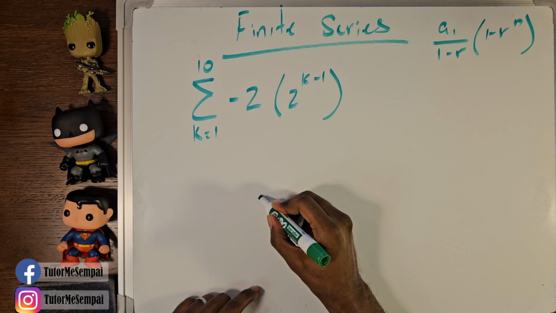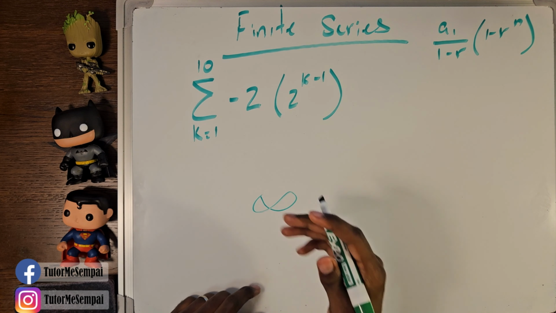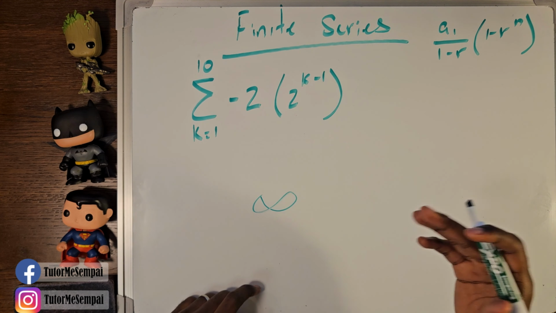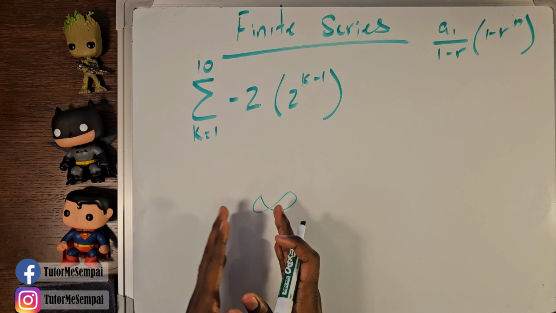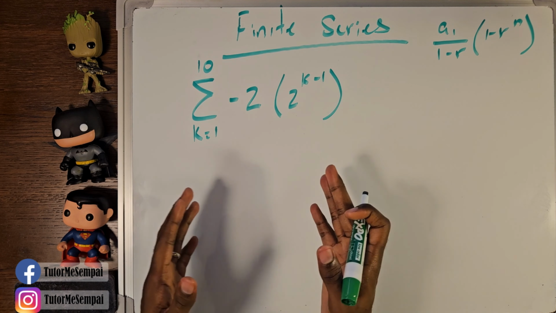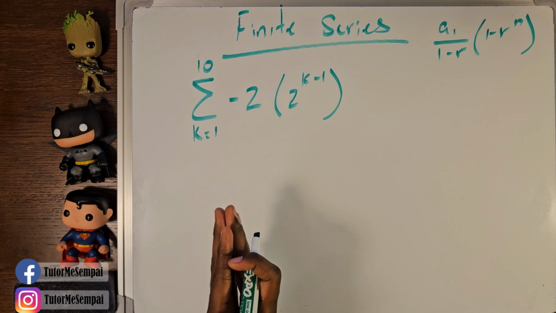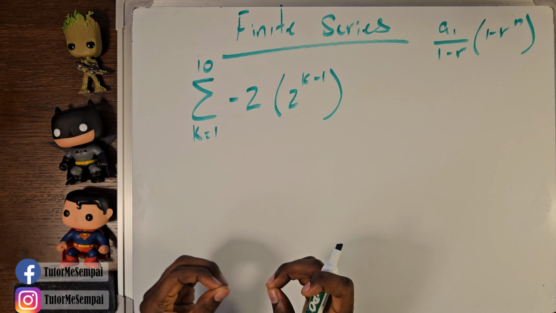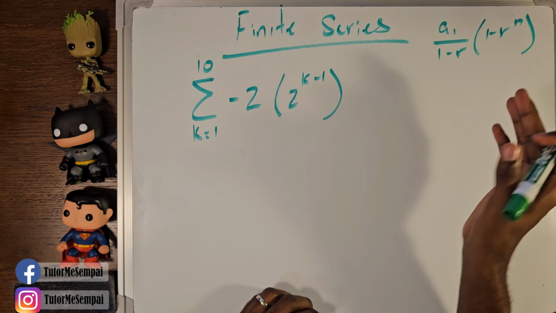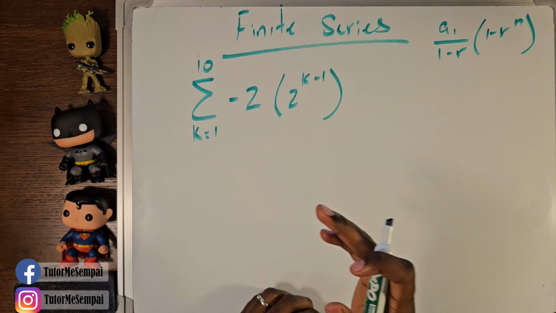Now, if this was, instead of 10, infinity, then it would go on forever, and that would be the infinite series there. It would be an infinite series if you had this infinity, because there is no fixed point that we're stopping at. However, we have a 10 here. This shows us that this is going to be a finite series. That means we're going to be able to just plug this in as we find our components.